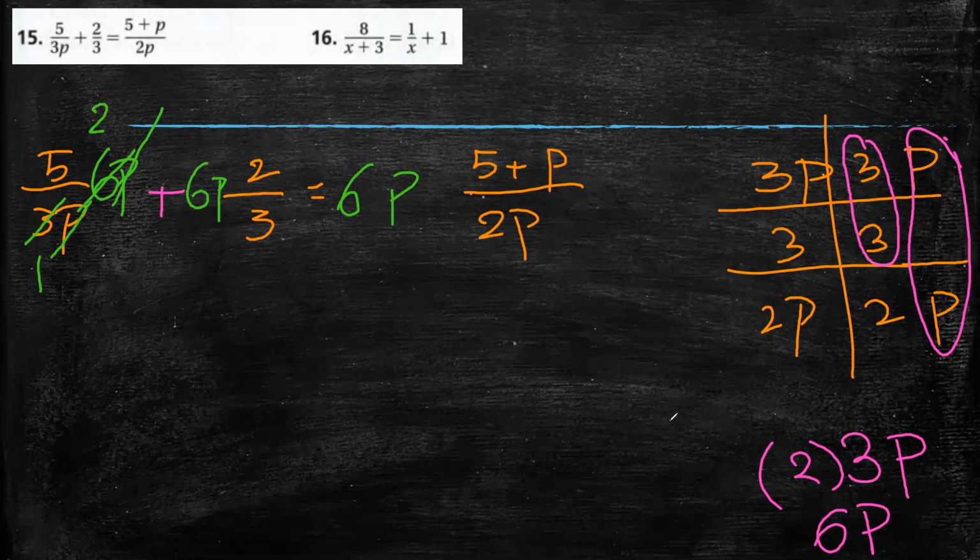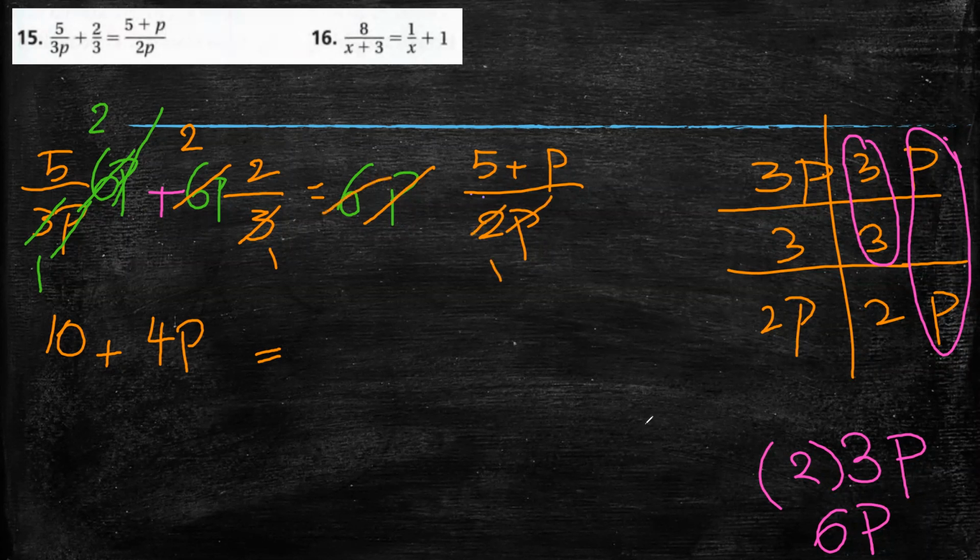So here you have to simplify. After you multiply, now simplify it. 2 times 5 is 10, plus 3 over 3 is 1, 6 over 3 is 2. So 4p equals, p cancels p, 2 divided by 2 is 1, 6 by 2 is 3. So we have 3 times 5 plus p.